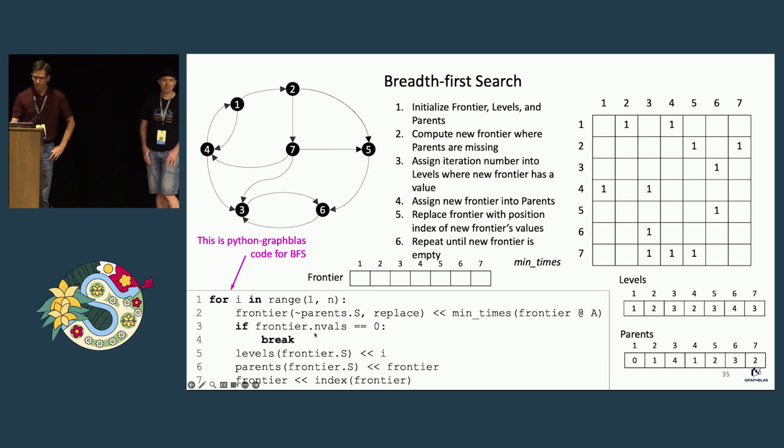If the frontier at that point is empty, then you're done. Otherwise, I take my frontier shape and use that to mask the levels, and I fill in i. I take the frontier shape, take the frontier itself, update the parents, and then I finally update the frontier by replacing it with its own index. So a series of couple operations, and you do breadth first search.